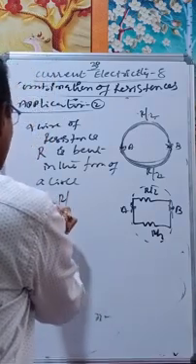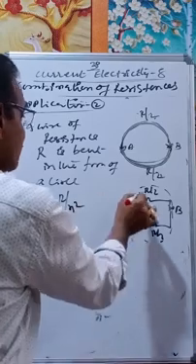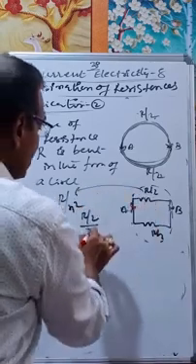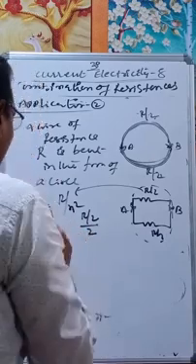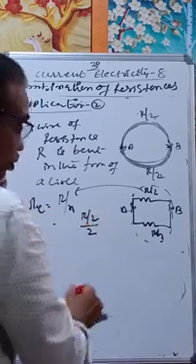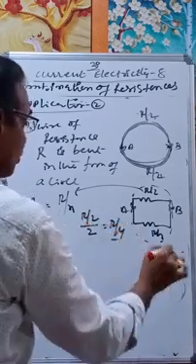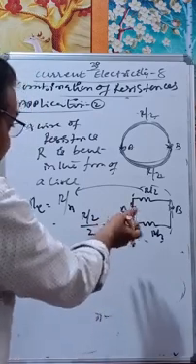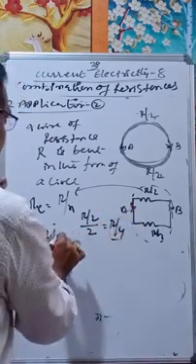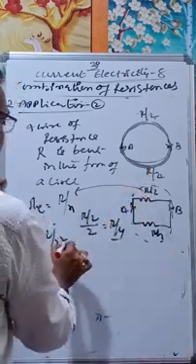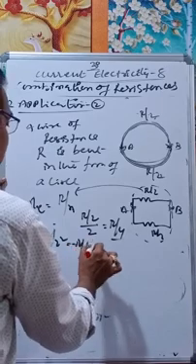R effective is equal to R by N square. Here what is R? R by 2. How many parts are taken? 2 parts. So R by 2, R by N, therefore R by 2 by 2. That becomes R by 4. Just now we also derived R by N square, R by 2 square, which is equal to R by 4. These two are the same.